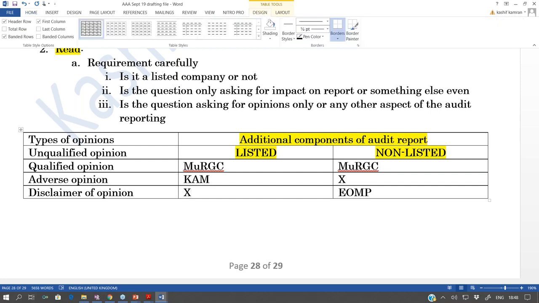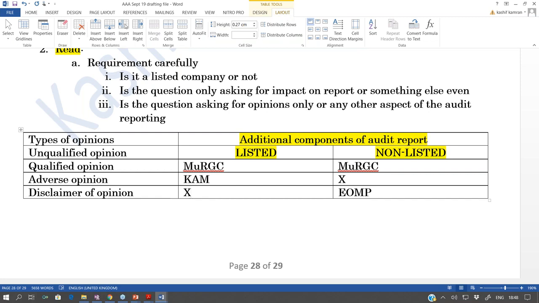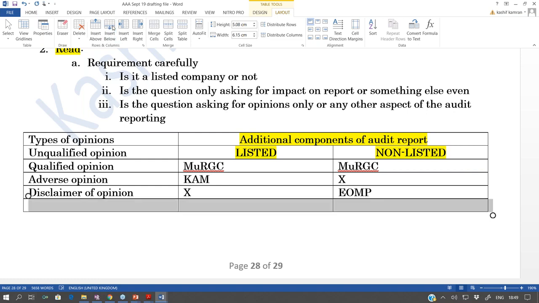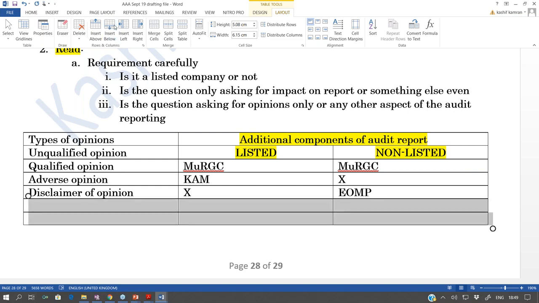I'll clarify that from the examiner article. These are not my wordings, right? I'm taking every one of these wordings from the examiner article, so I have justification proving it. Then there is a paragraph known as other matter paragraph, which is in listed and in non-listed. Then there is the other information paragraph, which is in the listed company and in the non-listed company. So the rest remains the same.